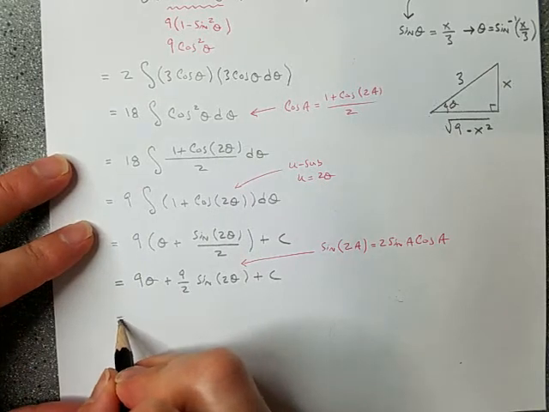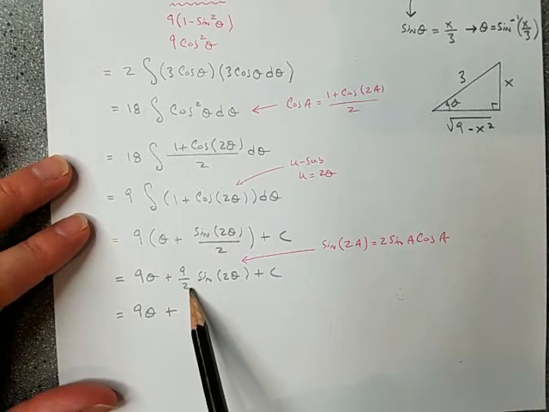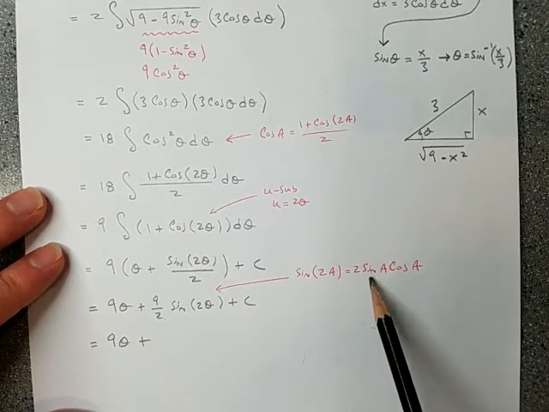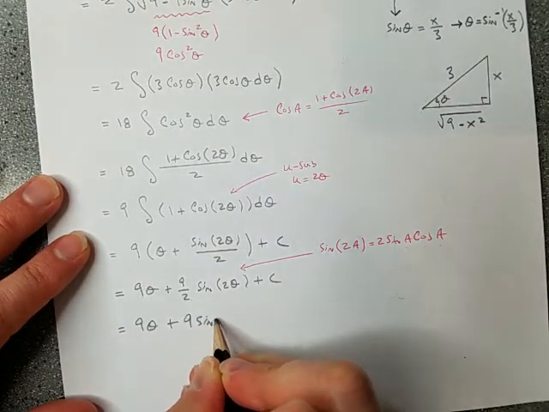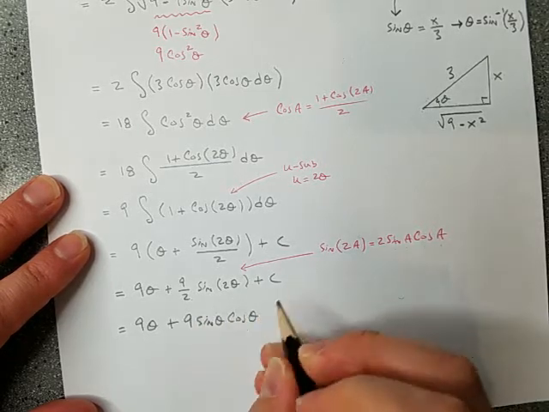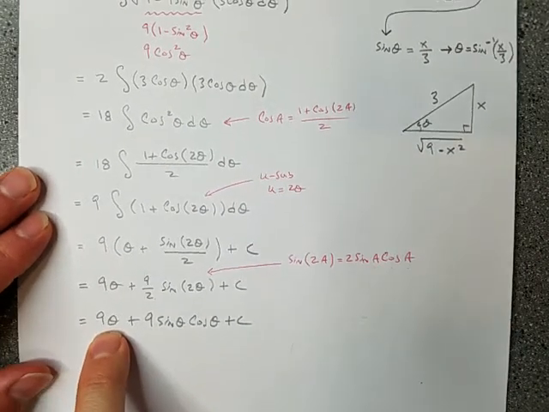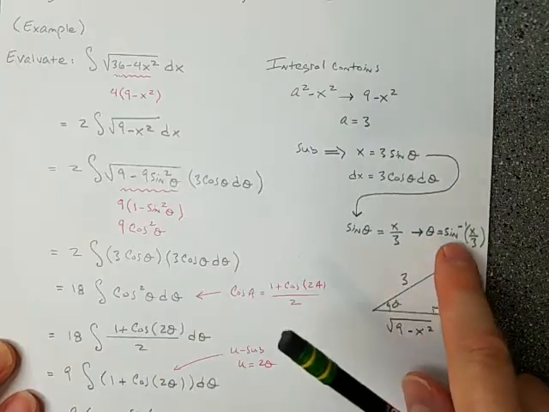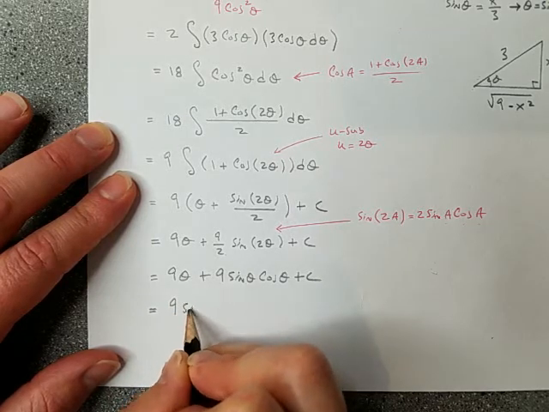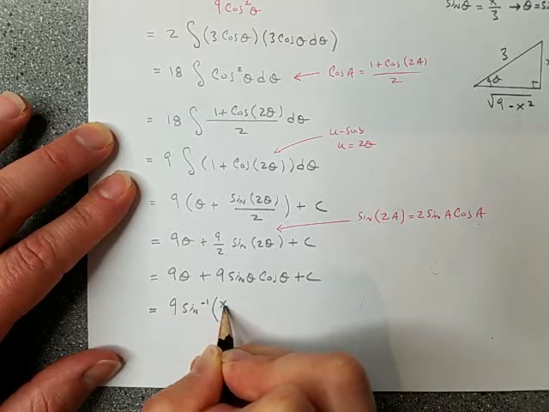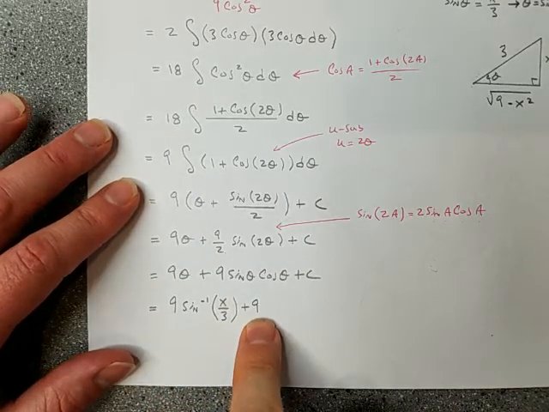All right? So let's put that in. Let's say 9 theta plus, and then I want 9 over 2 times 2 sine theta cosine theta. So that's just going to be a 9 sine theta cosine theta, plus c. Now I've got everything I need. What is theta? Theta is inverse sine of x over 3. So I'll get 9 times inverse sine x over 3.